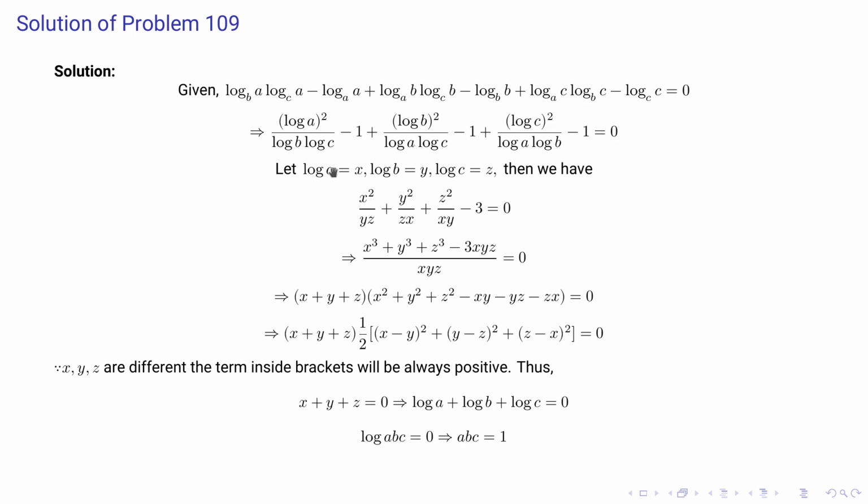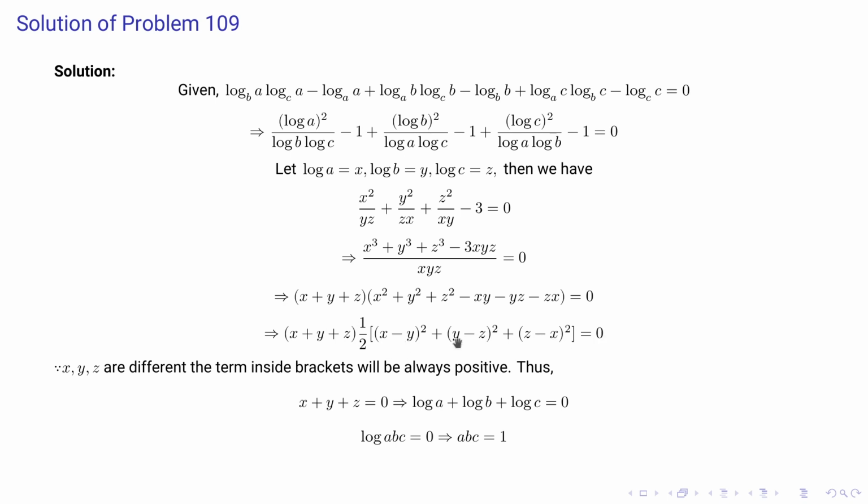Now we let log of a is equal to x, log of b is equal to y, and log of c is equal to z. So what we have is x square by yz plus y square by zx plus z square by xy minus 3 is equal to 0. We take LCM, we get x cube plus y cube plus z cube minus 3xyz by xyz is equal to 0. Now the numerator can be written as x plus y plus z into x square plus y square plus z square minus xy minus yz minus zx, which can be equivalently written as x plus y plus z into half into, in the brackets, x minus y whole square plus y minus z whole square plus z minus x whole square is equal to 0.